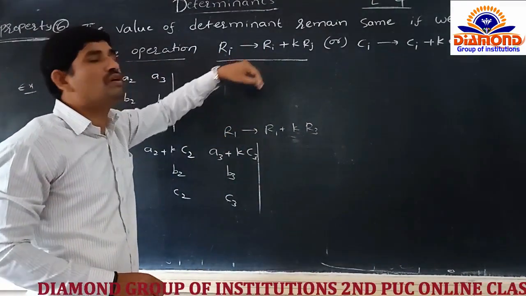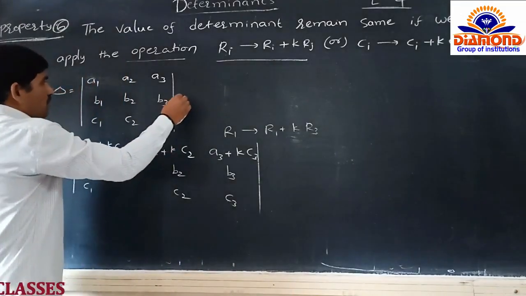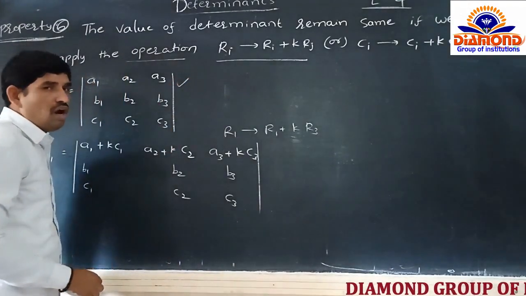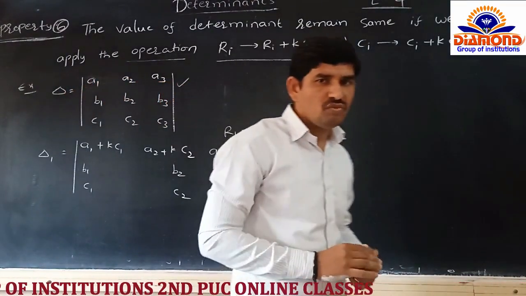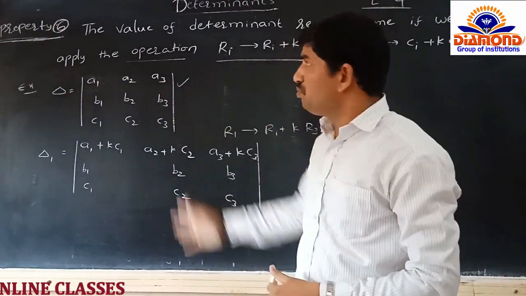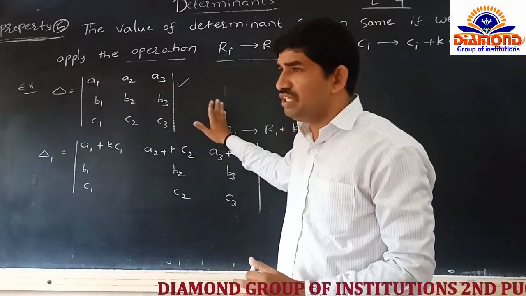Out of these, suppose we are applying any one. If you apply the property to this determinant, again the value of the determinant won't change. This is a very simple property, property number 6. No need to get confused about this.